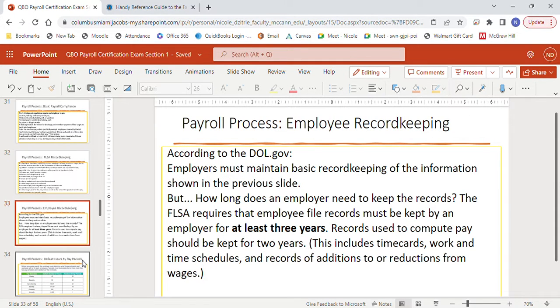According to the Department of Labor, employers must maintain basic record keeping of the information shown in the previous slide, but how long does an employer need to keep it? The FLSA requires that they keep their file records for at least 3 years. Records used to compute pay should be kept for at least 2 years, so like time cards, work and time schedules, or records of additions or reductions from wages need to be held for 2 years.